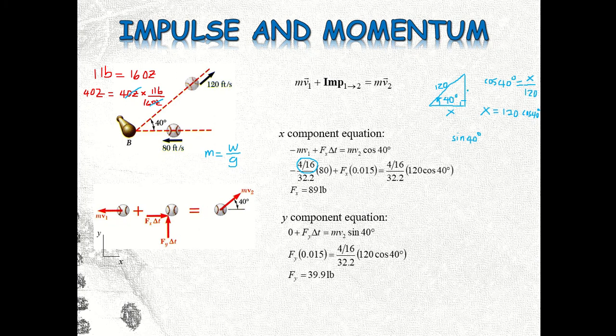so this is our y. Opposite over hypotenuse. Our opposite is y, divided by the hypotenuse, which is 120 feet per second. So cross multiply, and we get y equal to 120 multiplied by sine 40 degrees. This is the y component of the velocity.